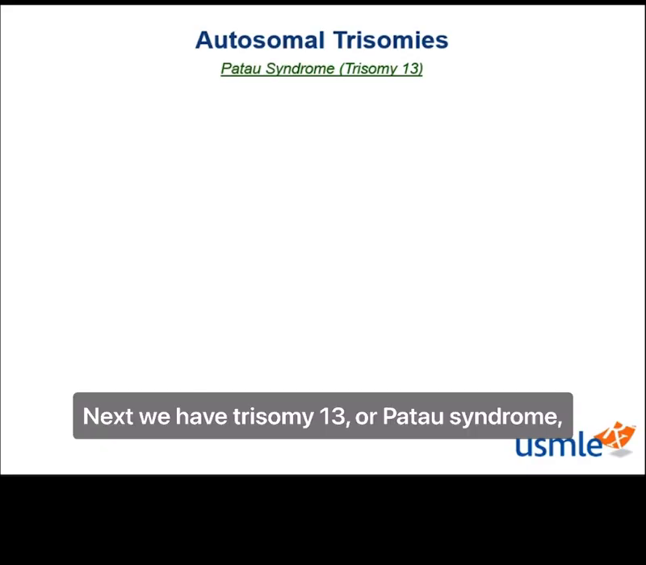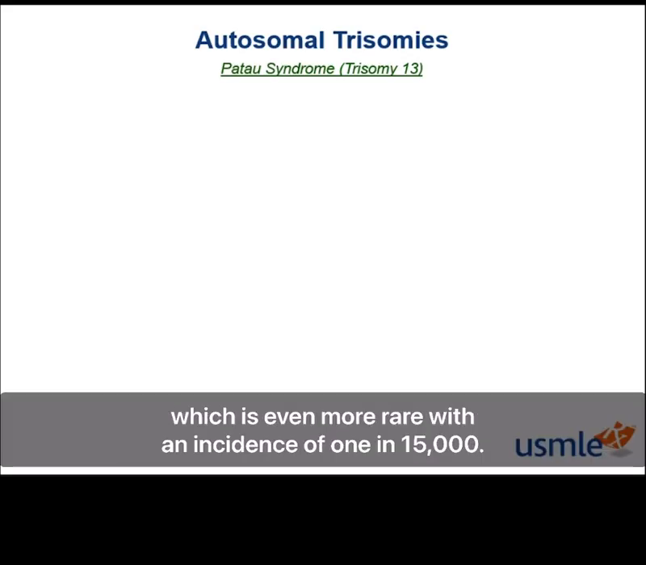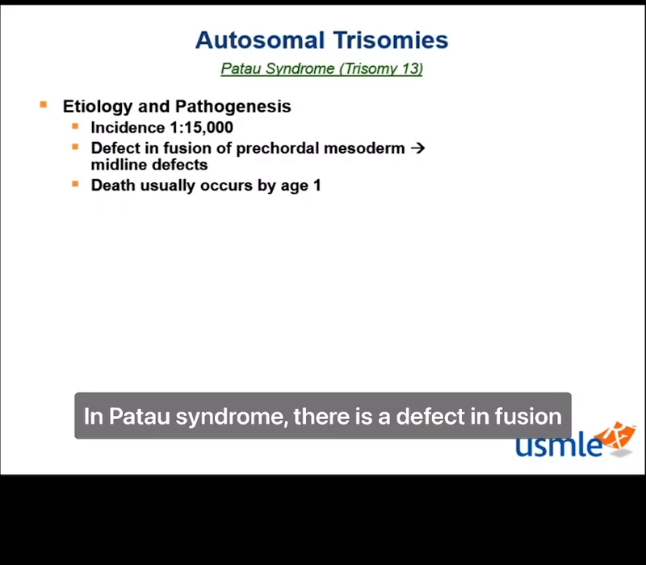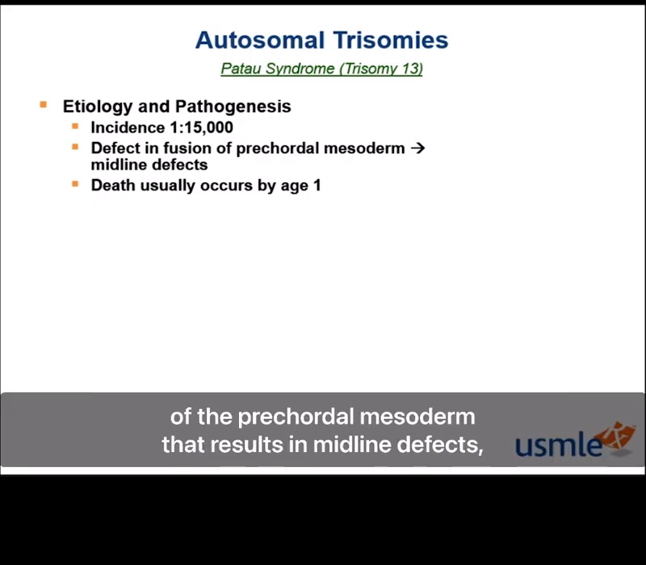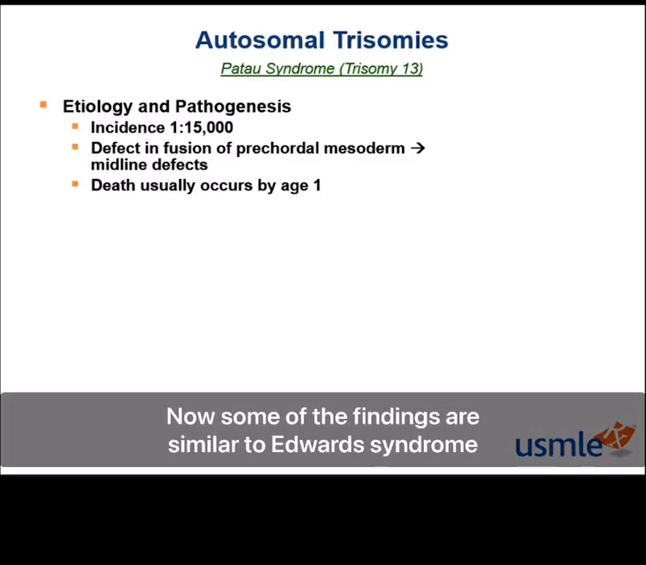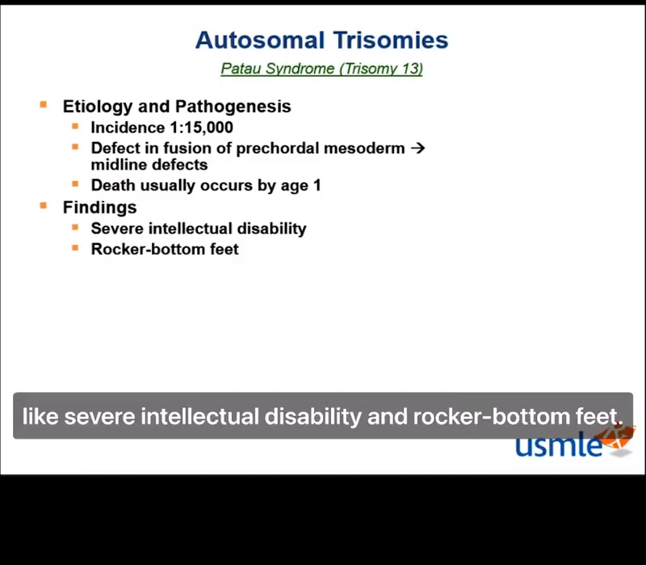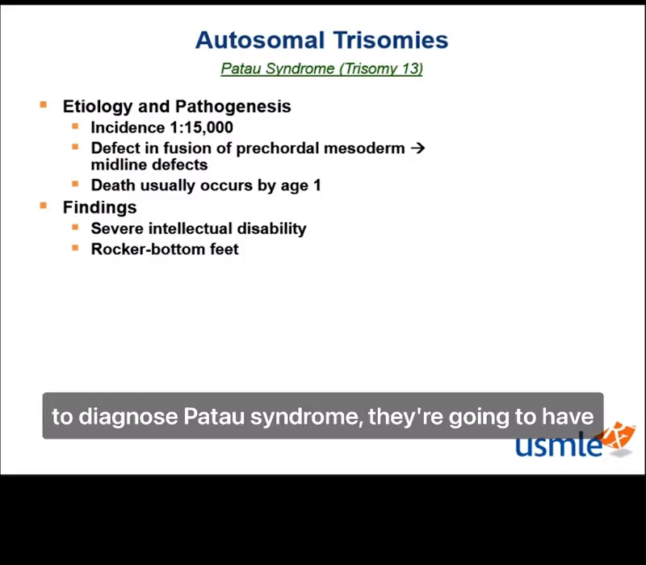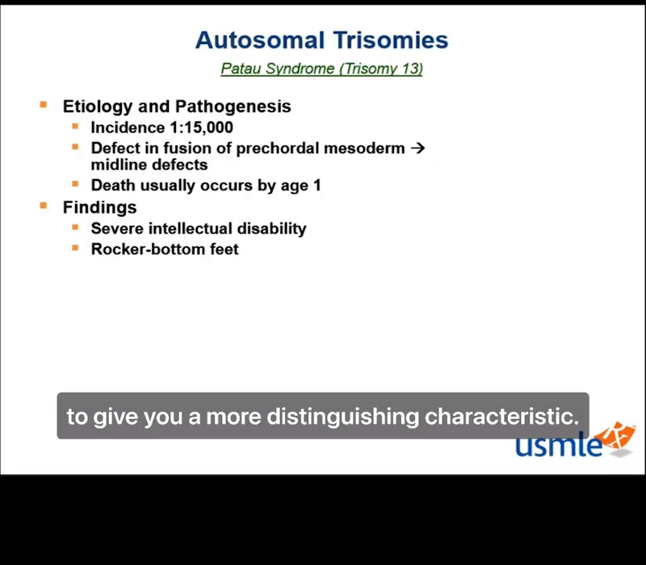Next, we have trisomy 13, or Patau syndrome, which is even more rare, with an incidence of 1 in 15,000. In Patau syndrome, there is a defect in fusion of the precordial mesoderm that results in midline defects, and death usually occurs by age 1. Now, some of the findings are similar to Edwards syndrome that we just talked about, like severe intellectual disability and rocker bottom feet. So if a vignette is trying to get you to diagnose Patau syndrome, they're going to have to give you a more distinguishing characteristic.